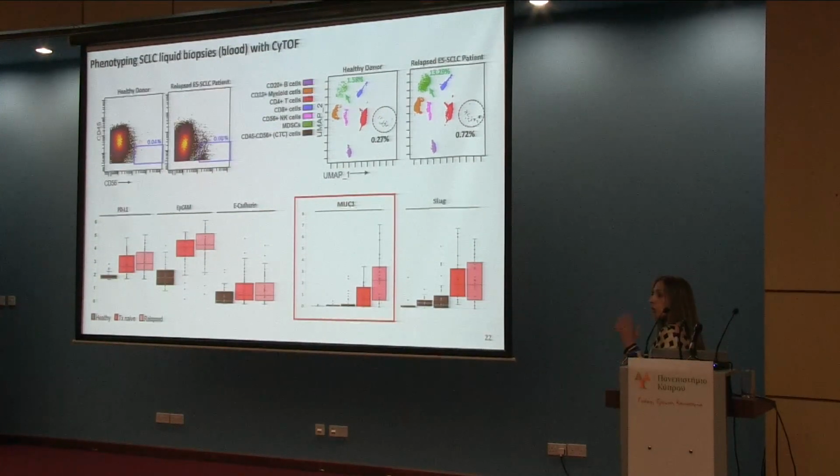So MUC1 is not only important for, let's say, therapy resistance and survival, it can also be used as a marker to detect CTCs in the blood. And you can see that it's much higher in a patient that relapsed after therapy compared to a treatment-naive patient. And then you can also see other proteins like SLUG as an EMT marker. And again, it's highly elevated in the patient blood compared to the normal blood.